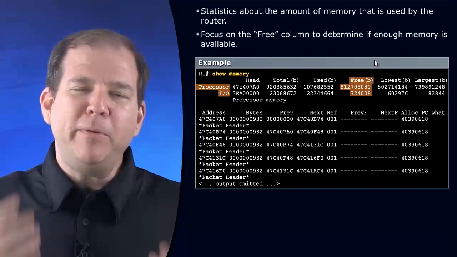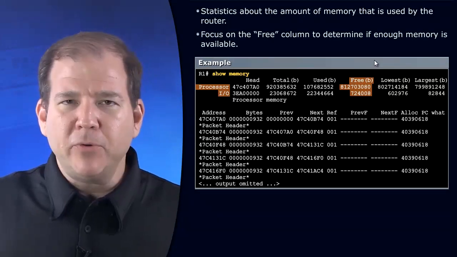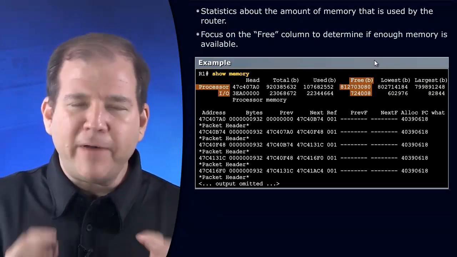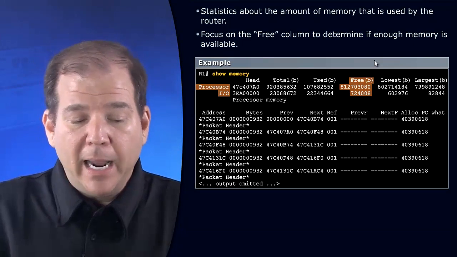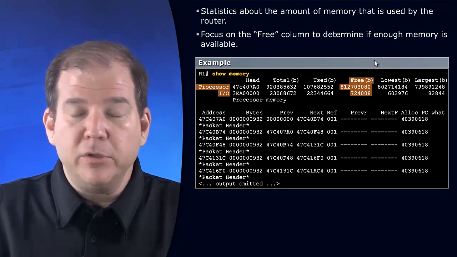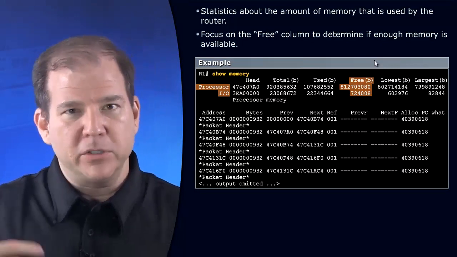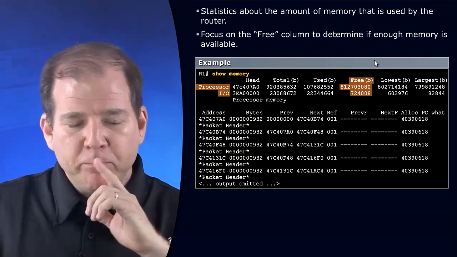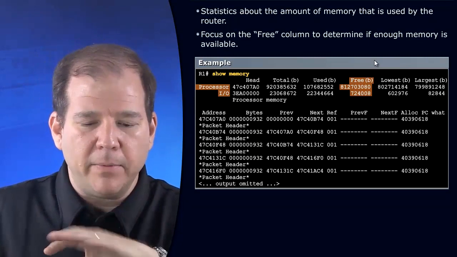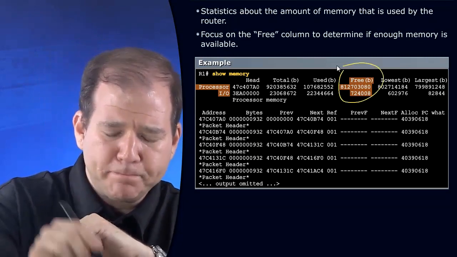In addition to CPU resources, we also need to keep track of our memory resources. We've got a finite amount of memory, and we can see how much memory we have available with the show memory command. And what we're concerned with primarily, there's a lot of output. You can scroll through page after page of output, but what I'm interested in is at the very top of the output, and it's under the free column.